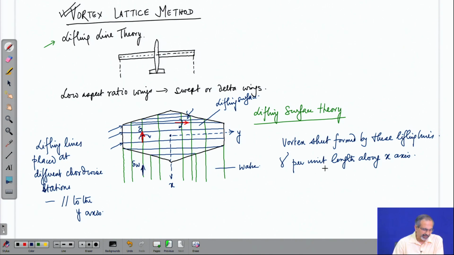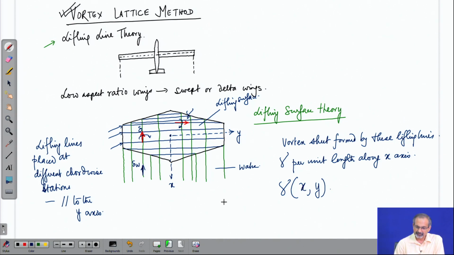Now, by definition gamma varies along y, analogous to the variation of the capital gamma for a lifting line. Additionally, it also varies along x because you are moving from one lifting line to the other and the strength of each lifting line may be different from the other. Therefore, in general gamma is a function of x and y.